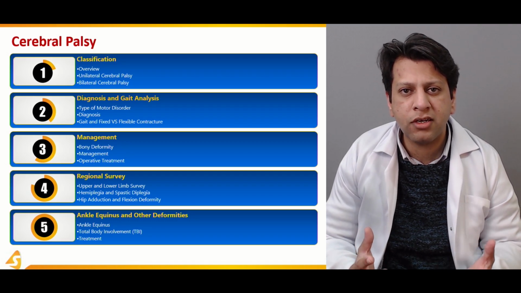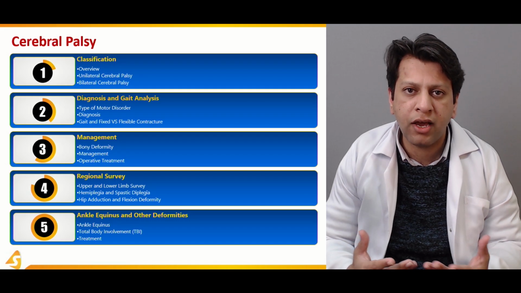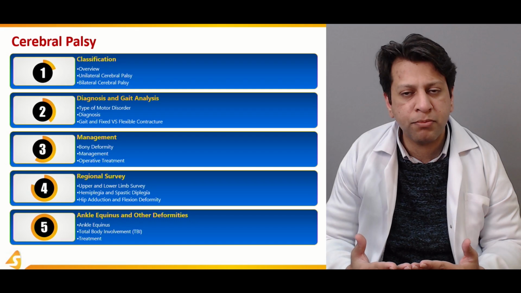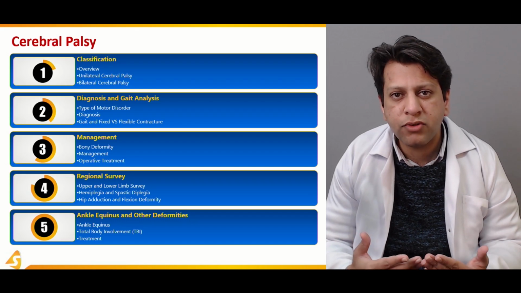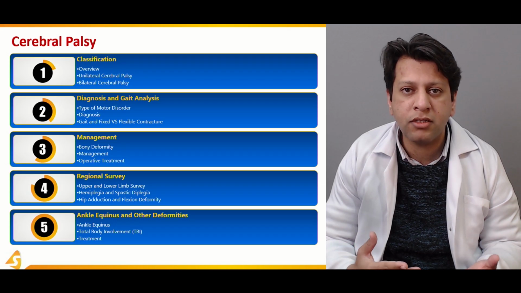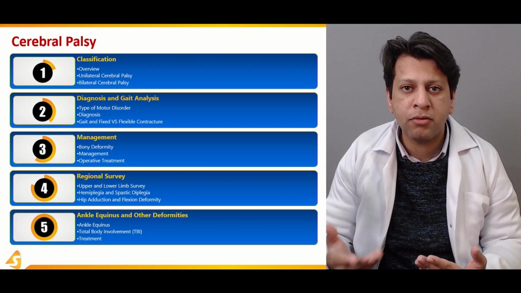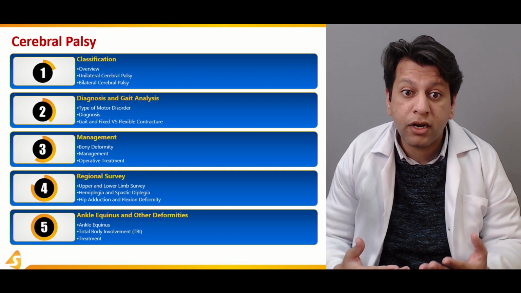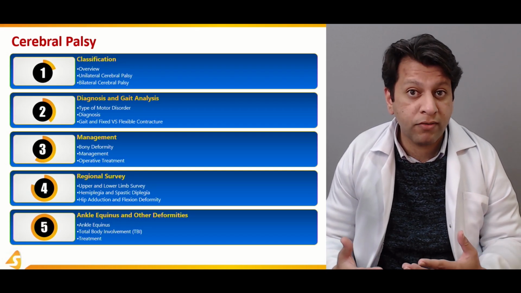Usually these children have an episode of ischemia or injury at the time of birth, and usually they present with delayed milestones. So actually they are not coming by themselves, but rather the parents bring them to the hospital or to the doctor's clinic, wondering whether there is something wrong with their child.